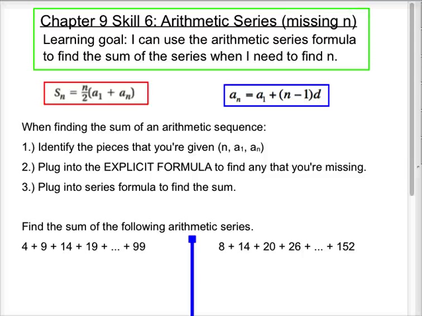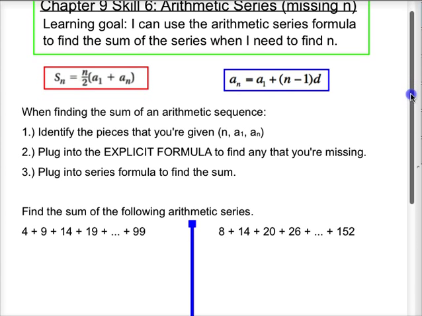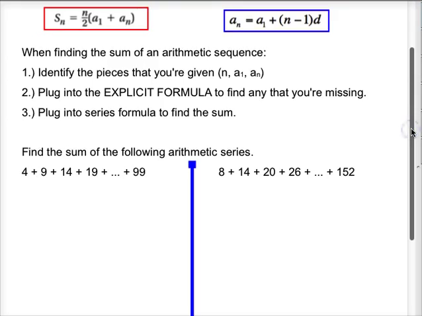All right, welcome back. In this lesson, we're going to continue our conversation about arithmetic series, but this time we're going to deal with it when we're missing something. In this particular case, we're going to talk about it when we're missing n. If you look at our first example, 4 plus 9 plus 14 plus 19 plus dot dot dot plus 99. Again, that's why we don't know what n is, because we're missing those middle terms. We can't just simply count them up this time.